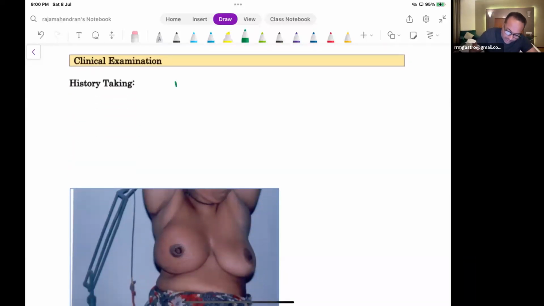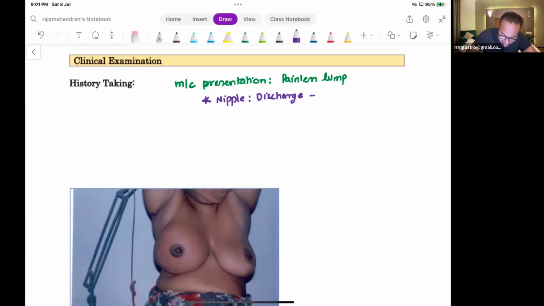What is the most common presentation of cancer breast? The most common presentation of cancer breast is painless lump. So what are the other presentations? Yes, very good, Shreya. That is painless lump. Other presentations of cancer breast are, number 1, you should remember nipple related problems. Nipple, you have discharge. What discharge is common? Bloody discharge from the nipple. That is the most common discharge. Any type of discharge can come. Bloody discharge is most common.